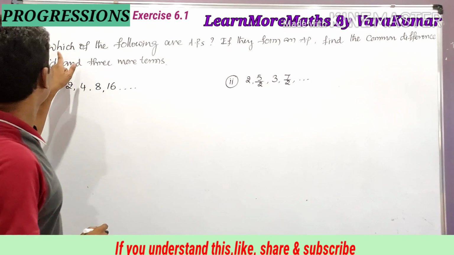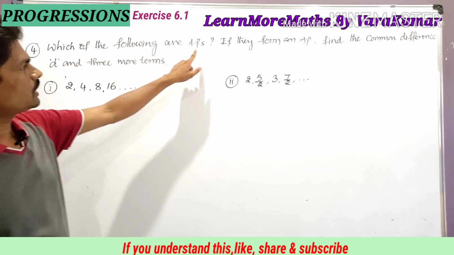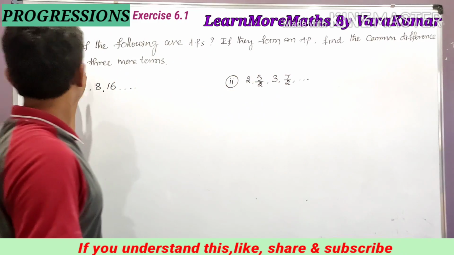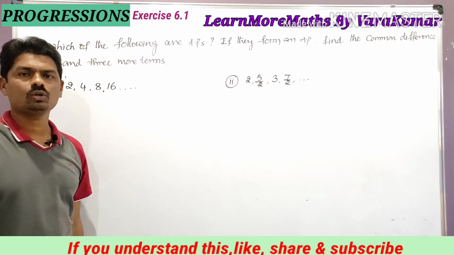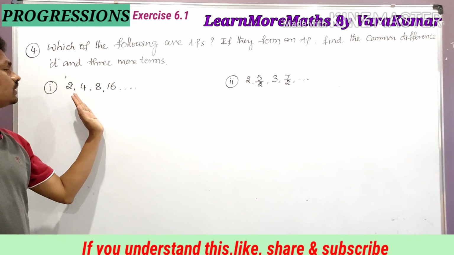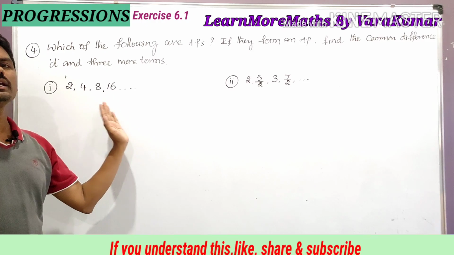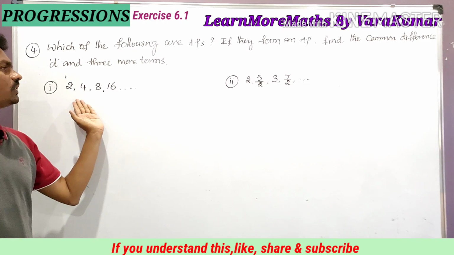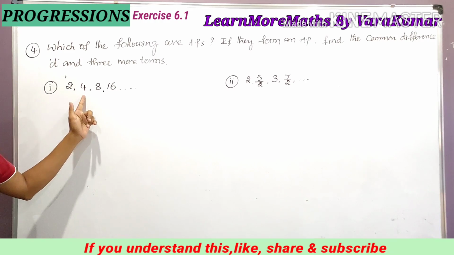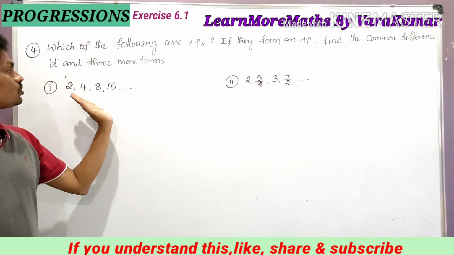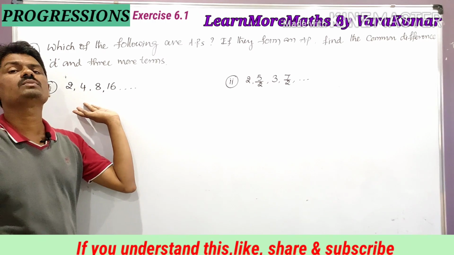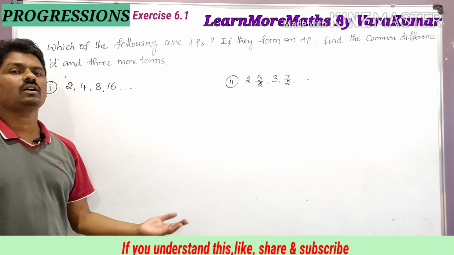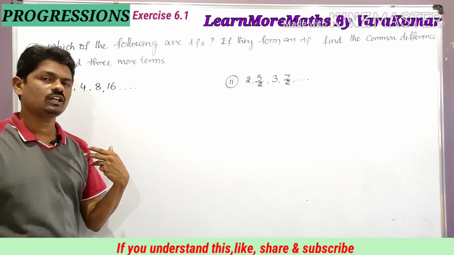What he has given in the problem, I am reading. Which of the following are APs? If they form an AP, find the common difference D and 3 more terms. So student, there are some bits in the fourth problem. I think there are 13 bits. So this is the first bit. It has given 2, 4, 8, 16. So first we have to find whether it forms an AP or not. If it forms an AP, we have to find the common difference and the 3 more terms.